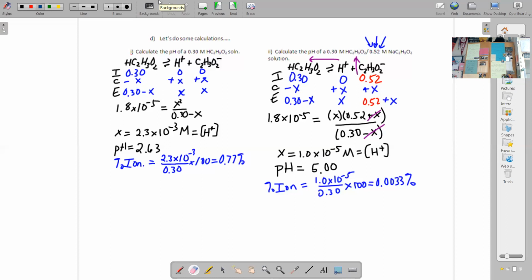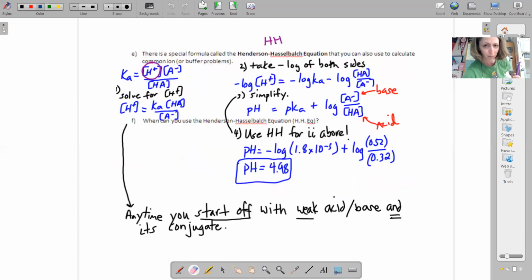A buffer is a weak acid and its conjugate base, or a weak base and its conjugate acid. And you learned some math trickery. You can do an ICE table to show everything we just said, or what could you use? Henderson-Hasselbalch. One last time, what really is Henderson-Hasselbalch? It's like the ICE table, but the short version. It does the ICE table for you. So how is it defined?